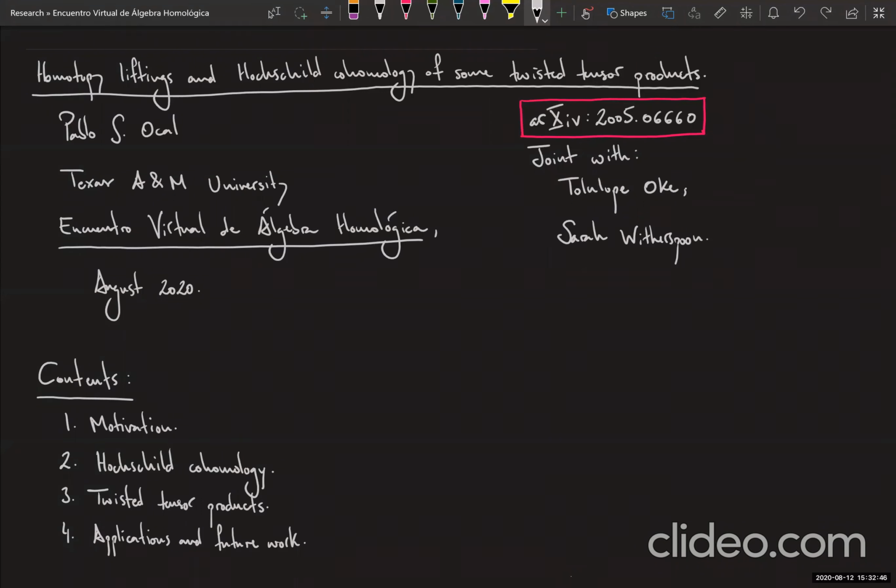So what I would like to start is to motivate a bit what the topic is, and then I'd like to introduce Hochschild cohomology, because I'm aware that not everybody may be familiar with it, and I would also like to introduce some of the structures which we heavily use. Third, I'd like to introduce what twisted tensor products are, which are some non-commutative generalizations of the usual tensor product. And finally, I'll finish with some applications of our work and some future work that is possible along these lines.